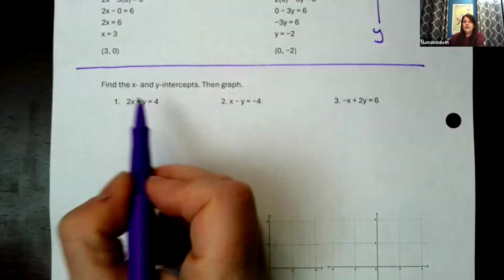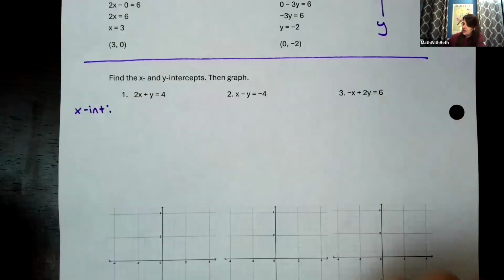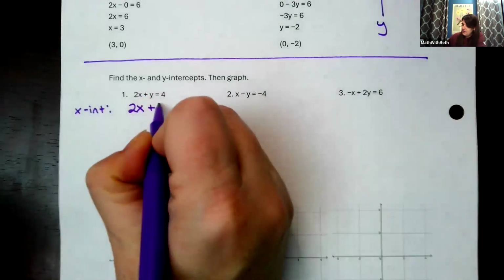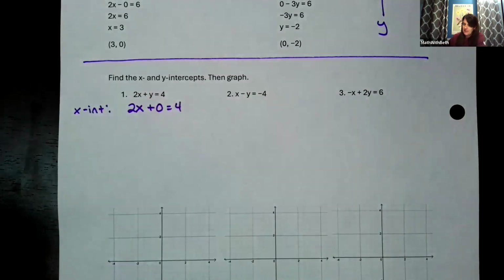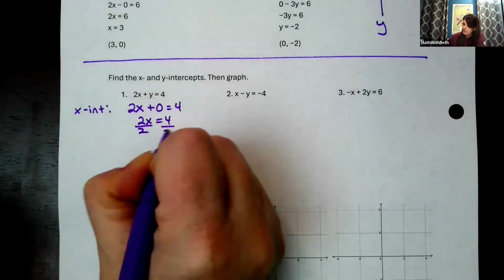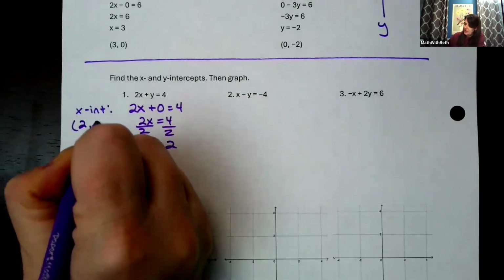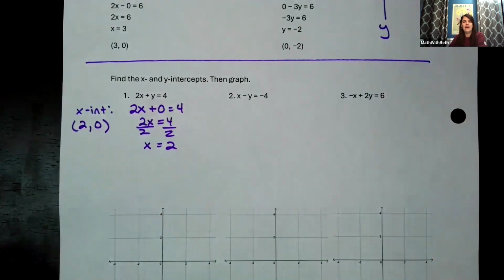So for this first one, if I want to find the x-intercept, I'm going to plug in 0 for the y, and then I'm going to solve. Divide by 2, x equals 2, which means I know one of the points on the graph is (2, 0).